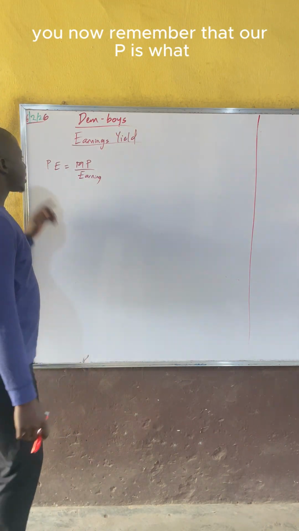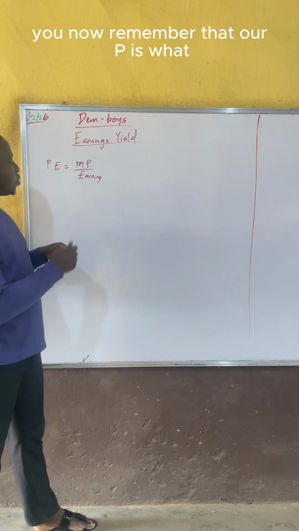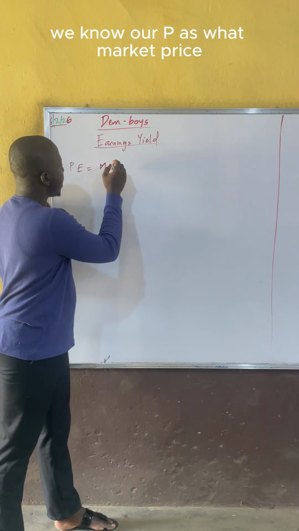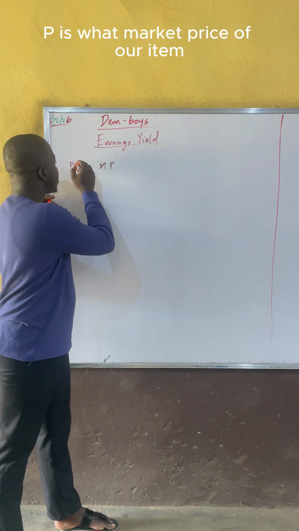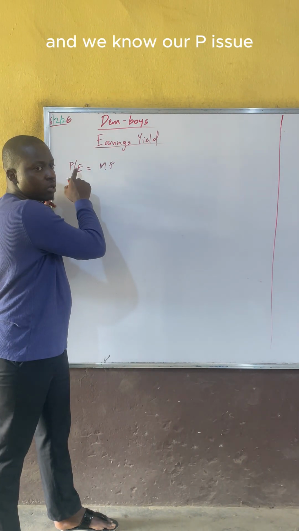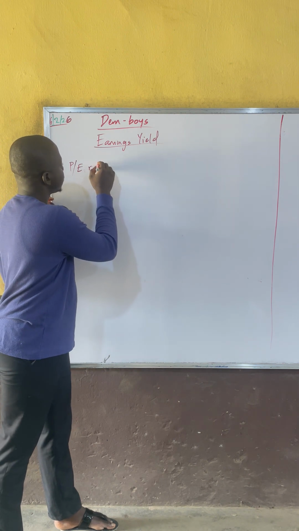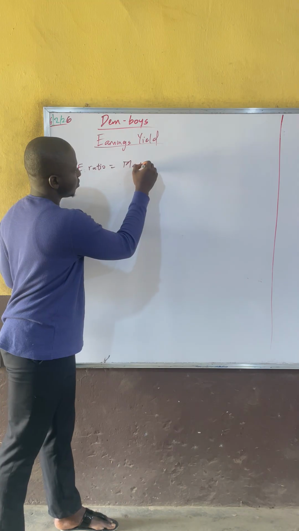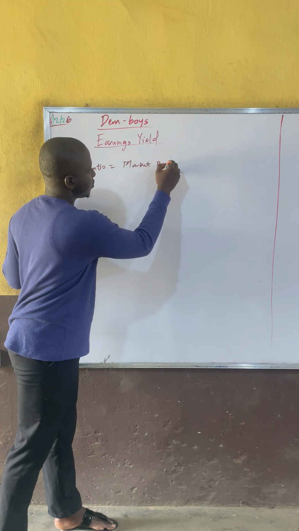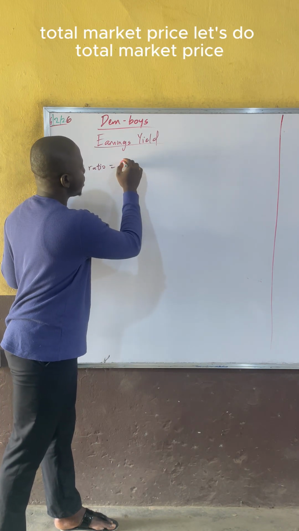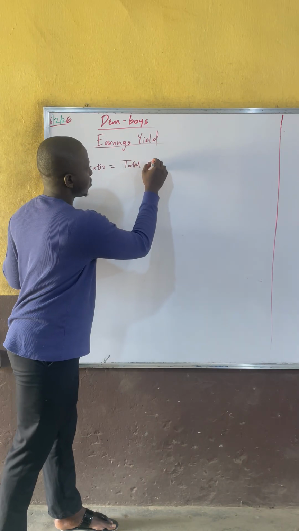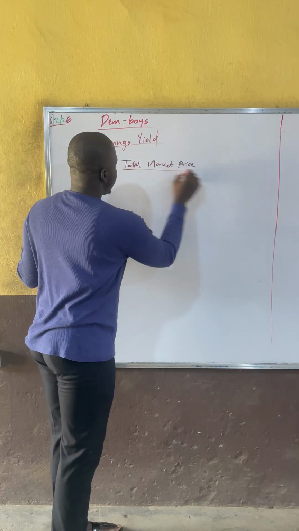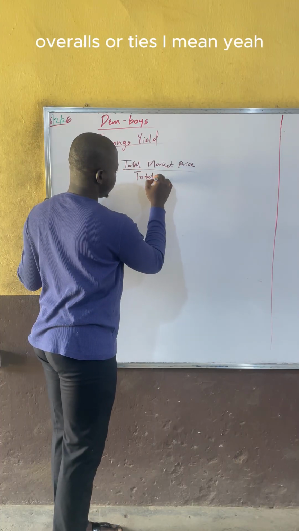Now remember that our P/E is what? We know our P/E as market price over earnings. And we know our P/E ratio as total market price over total earnings.